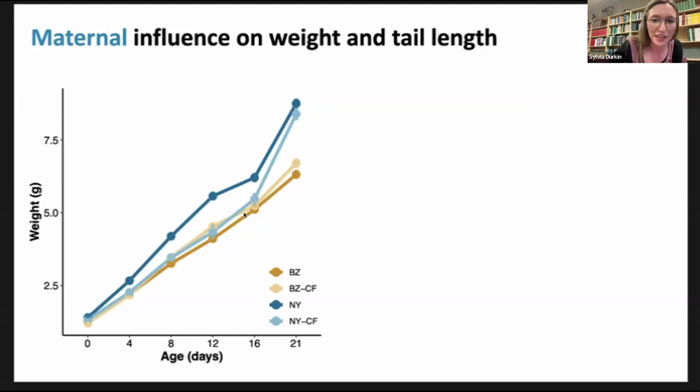But interestingly, this is mitigated once the pups can eat food on their own and not rely solely on the mother's milk. And then ultimately, at 21 days of age, which is weaning, the mice that are raised by their birth mom and the mice that are raised by the mom of the other group are not different weights, which suggests that there's not a lasting maternal effect on weight here.